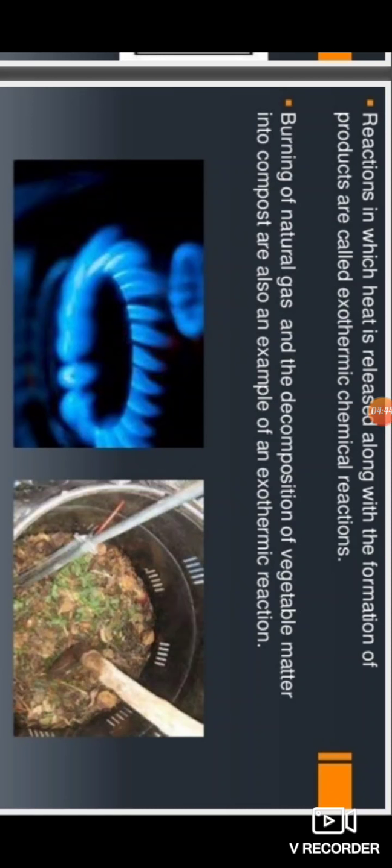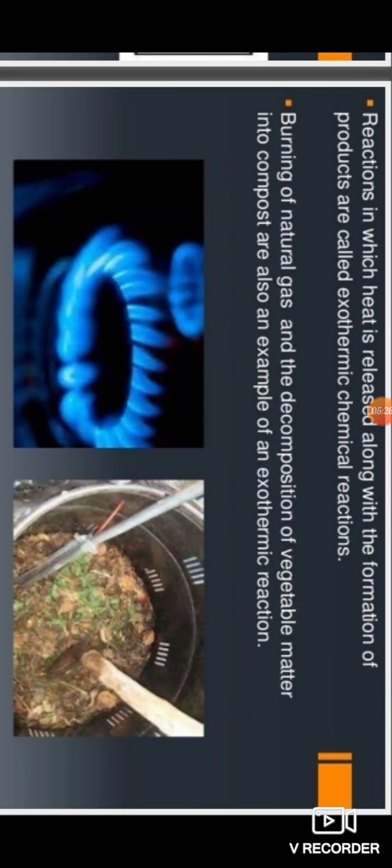You have learned the names of the exothermic and endothermic reactions in your previous standards. Exothermic reactions means reactions in which heat is released along with the formation of products are called exothermic chemical reactions. For example, burning of natural gas and decomposition of vegetable matter into compost are examples of exothermic reactions.